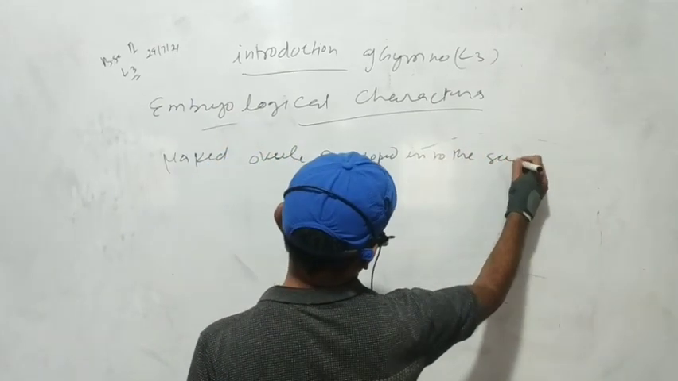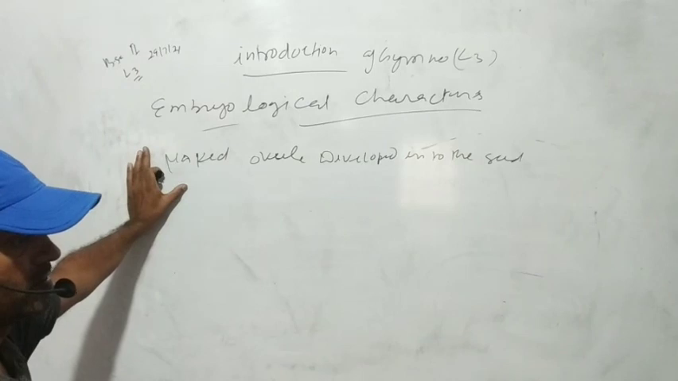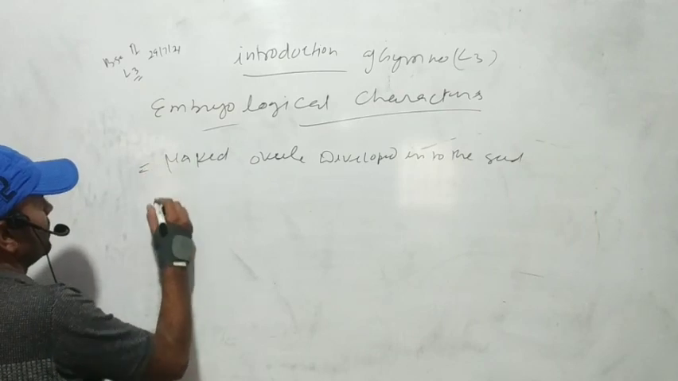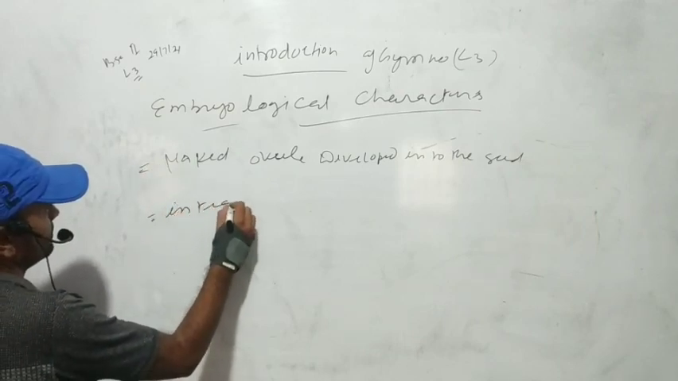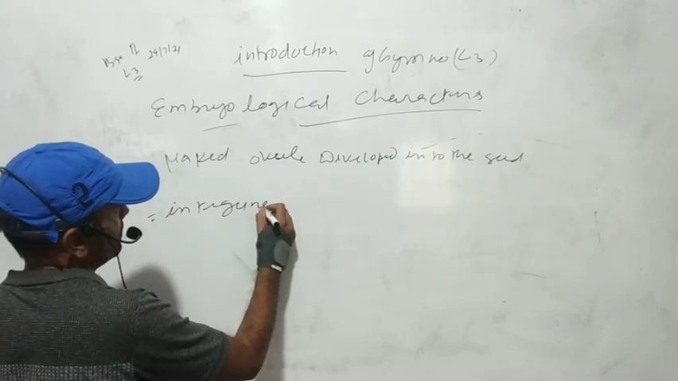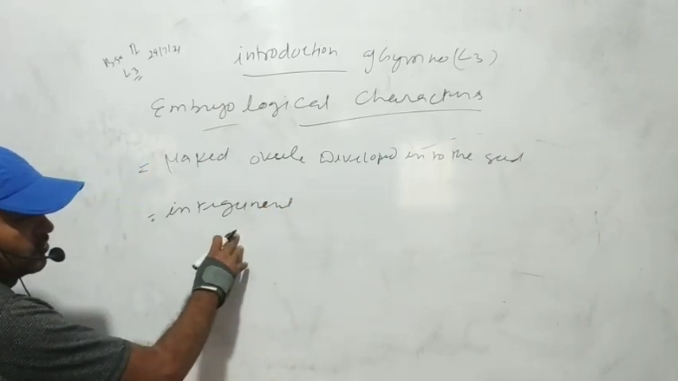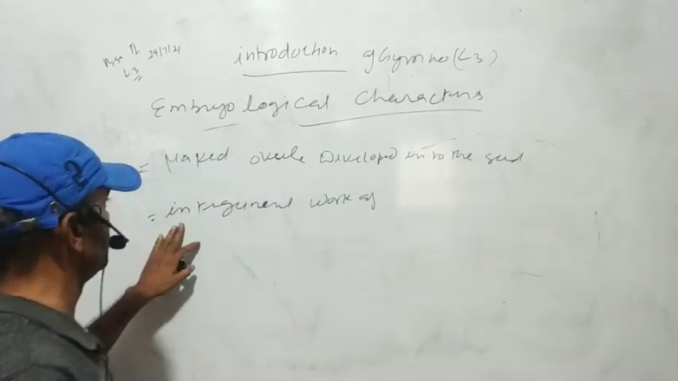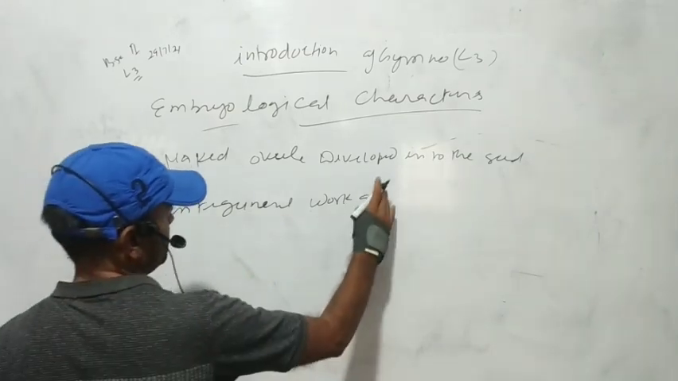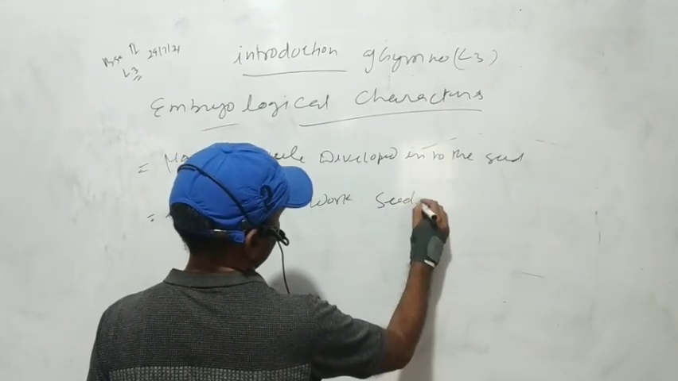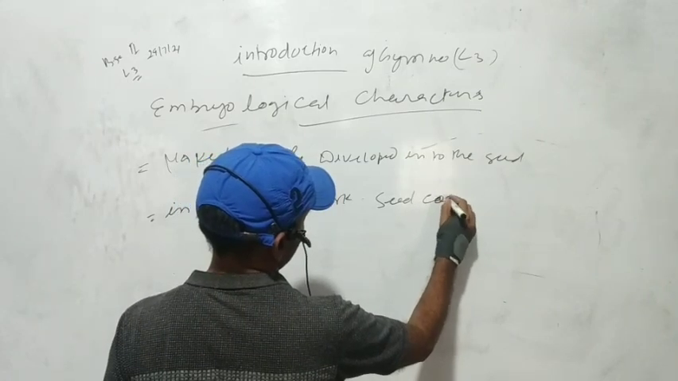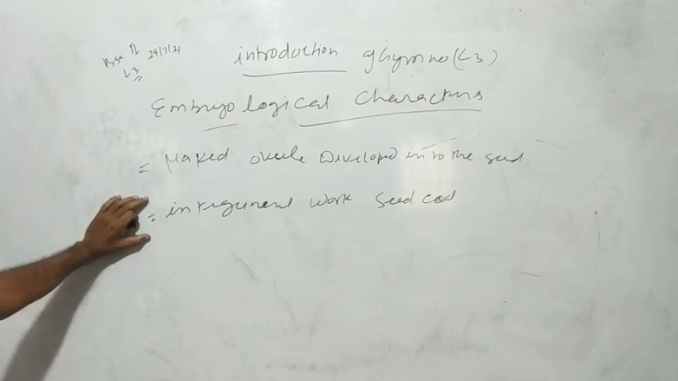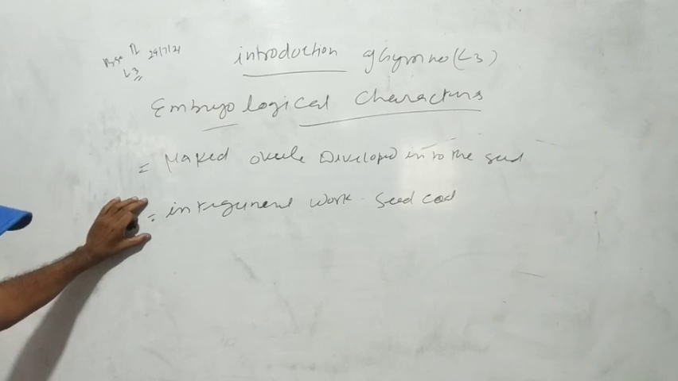Naked ovule already developed into the seed. Here the integument works as seed coat. Naked ovule developed into seed, and integument works as seed coat.